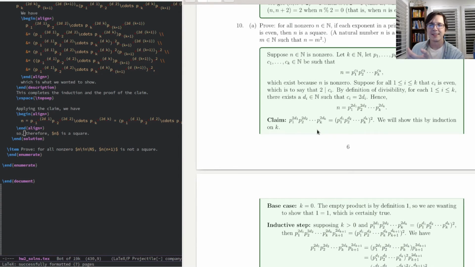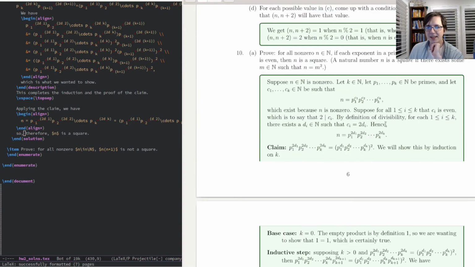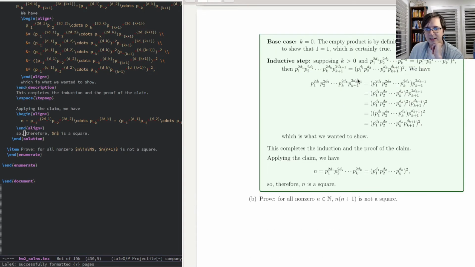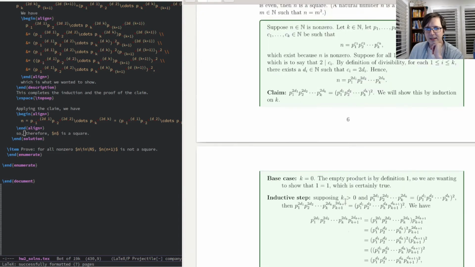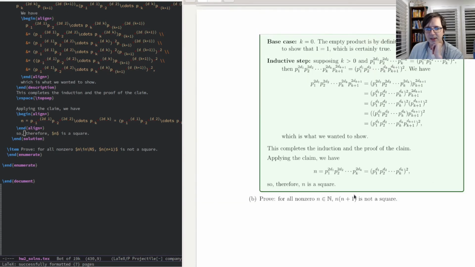This direction is the super easy one in a way, and I really just belabor it. It does turn out that the converse is true too. For every non-zero n, if it's a square, then each exponent in the prime power factorization is even. And I'm not sure why I didn't ask that one. It must have been a mistake. Okay, well, let's prove this one.